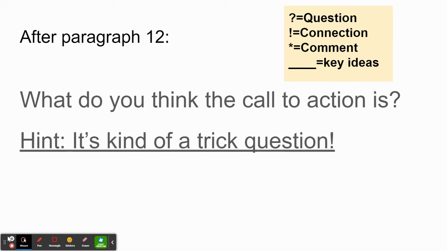After paragraph 12, I just want you to think about, and I already kind of talked about this, what do you think the call to action or the call to adventure is in this story? And it's kind of a trick question, except that I already explained it at the beginning. So how was his life disrupted? If you were paying attention at the beginning of the video, you already know.